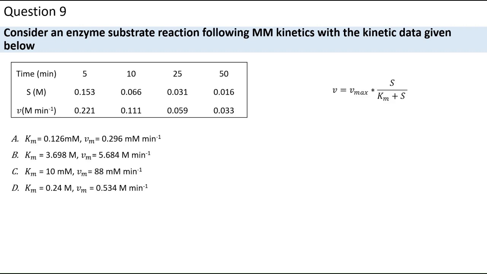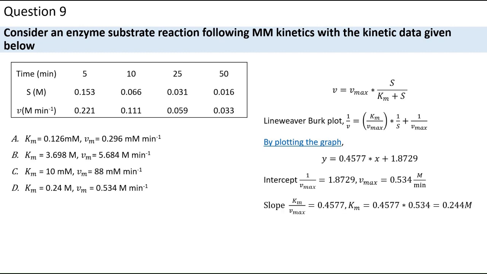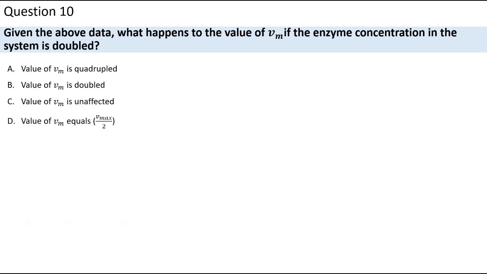So what we have done, like we use Lineweaver-Burk plot. In this, y is equal to mx plus c. Here the y axis is 1 by v and the x axis is 1 by s. We have plotted the graph, and this is the equation that we got from it. 1 by Vmax is equal to this much. So we just took Vmax, however much it is, and substituted Vmax in Km divided by Vmax is equal to 0.4577. So the answer is Km, option D.